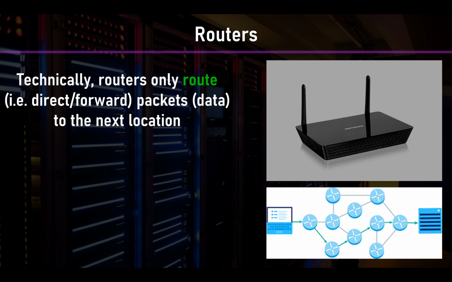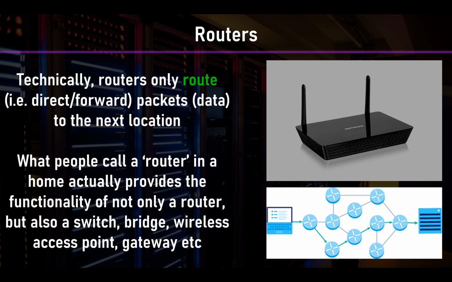Then I think maybe finally routers. Technically, routers only route. So I guess they direct or forward packets, data, to the next location, the next hop, the next device. As mentioned many times, what people call a home router actually provides not only a router but also a switch, a bridge, wireless access point, gateway, DNS server, DHCP server, etc.